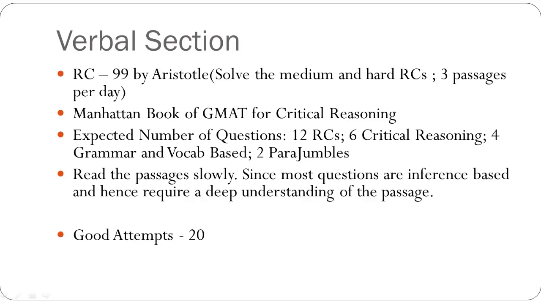Now let's go section by section. The first section is the verbal section. What I would recommend you all is to download these two books online. You would be able to get them from some website or other. The first book is RC 99 by Aristotle, and the second one is the Manhattan Book of GMAT for critical reasoning. These two books are really good, especially RC 99.